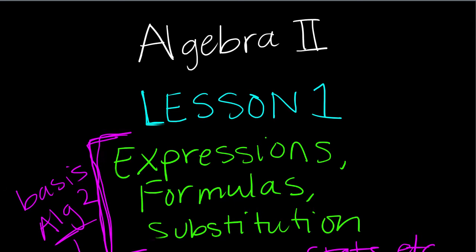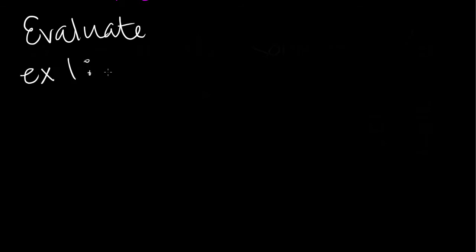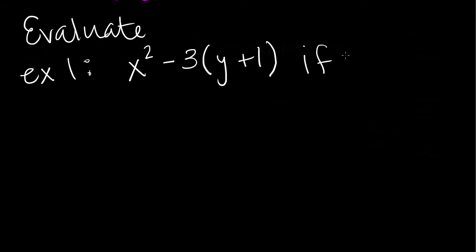And basically, in this video, I'm going to talk to you guys about how to use substitution and how to use that in expressions and formulas. So, let's begin. In all of these examples, we're going to be told to evaluate, and that just means to solve for a number. So our first example, say we have x squared minus 3 times y plus 1. We're going to start out with a pretty simple example, and then we're going to go into harder ones. We're going to have 3 in total. So not only are we given this, we're also given if x equals 2 and y equals 3.